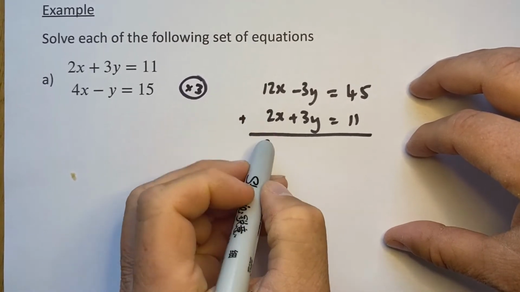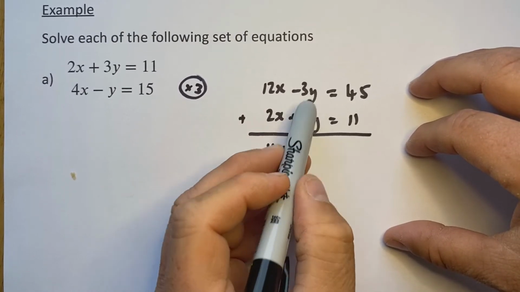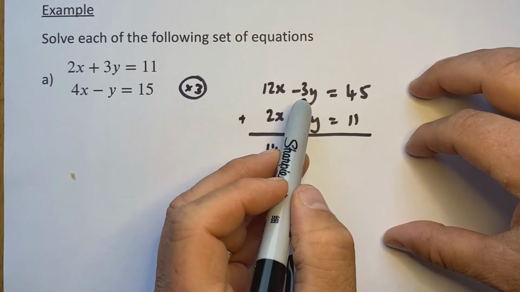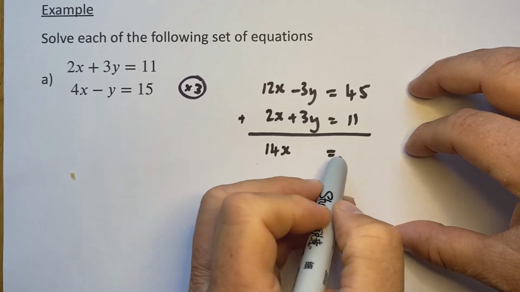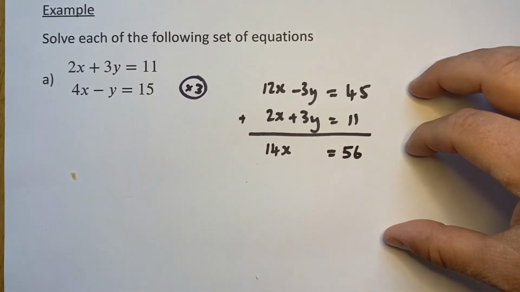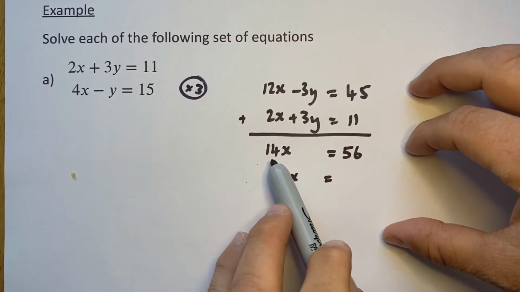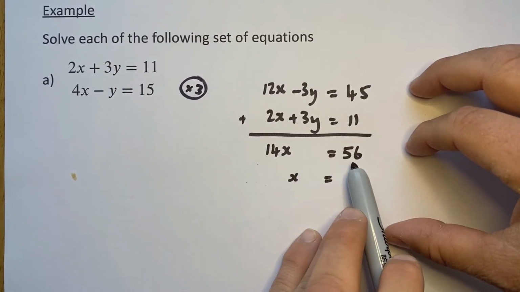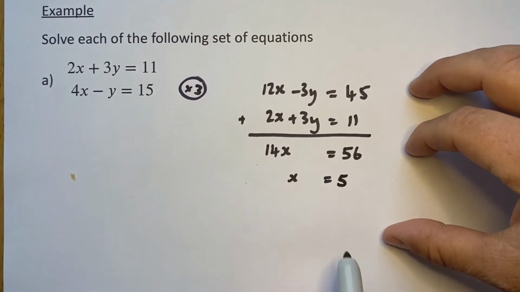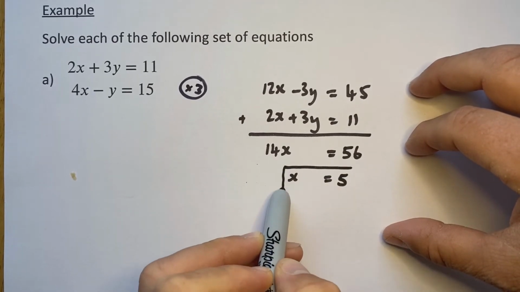So if I add these two together, I get 14x. If I add these two together, I get 0, because minus 3y add 3y is nothing. And if I add these together, I get 56. Now, you're not expected to know your 14 times table, but if you go through your 14 times table, you'll realise that that goes into that 5 times. So x equals 5.